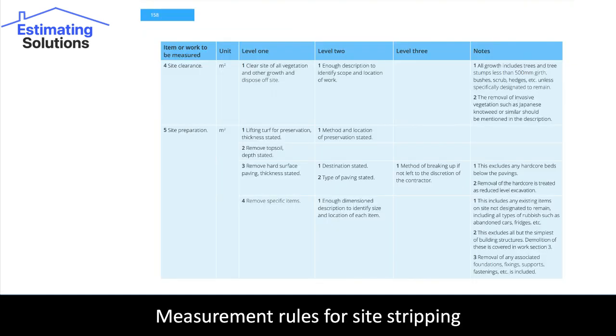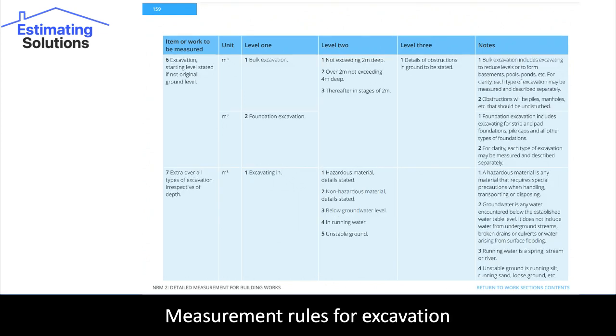On page 158 of the NRM2 book you will find this table. The table gives you the measurement rules to take off site clearance works, including stripping off the topsoil. And on page 159 you will find the rules for measuring excavations.